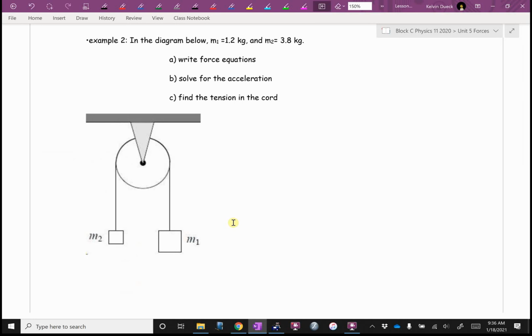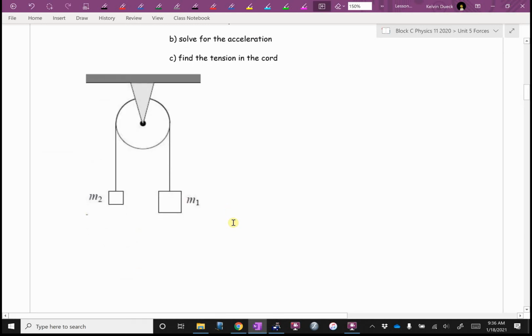I probably got to write an equation to solve this, but here, we're walking you through it. So M1 is 1.2 kilograms. M2 is 3.8 kilograms. Okay. Write force equations. What I'm really saying is this is a job for a... Although, did they give me a picture? I'm going to label the picture. What are the forces on M2? Get the obvious one.